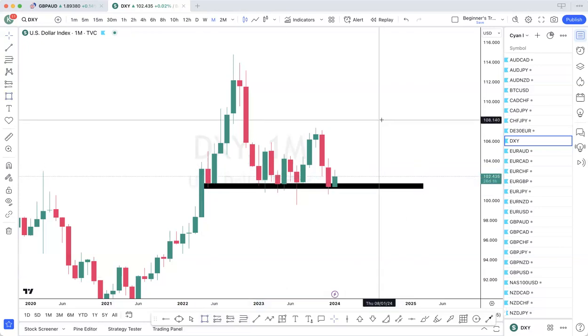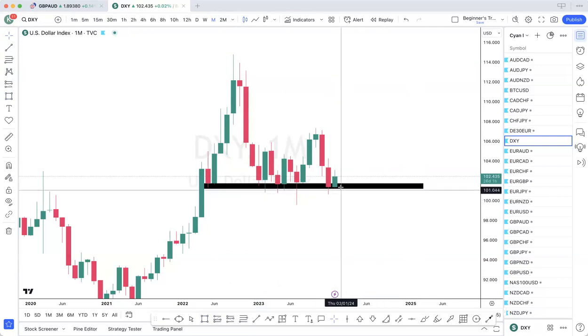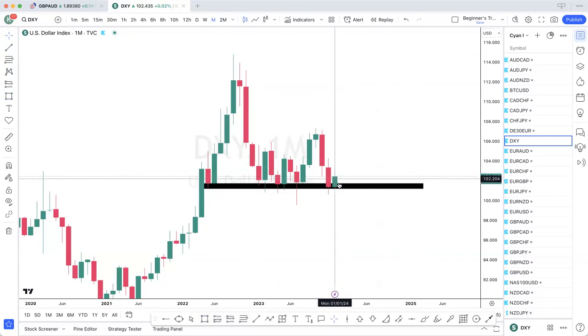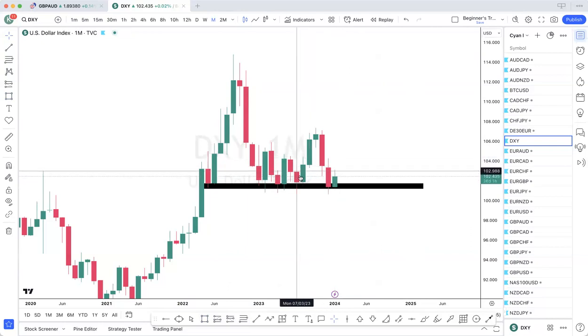There we go. This key level here. Price is sitting right on it. So it's 50-50. This is the current monthly candle, so we don't know if price is going to push up. It's in an order block. It's within a monthly order block right now.